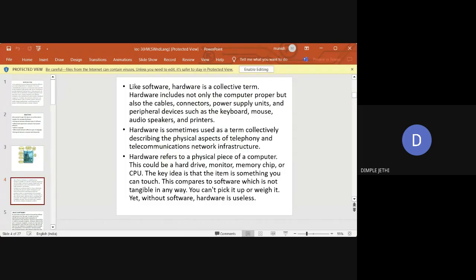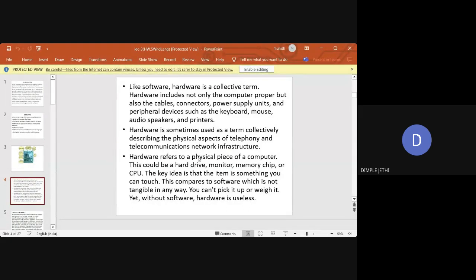Now, as I said, we will study about the software. Hardware, as I said, includes all your power supply, also your fan, also cables, connectors, ports, everything. It's not only input and output devices. So all these come under hardware.